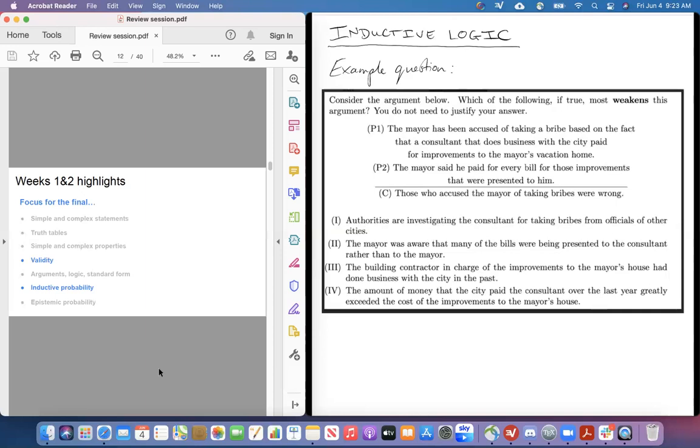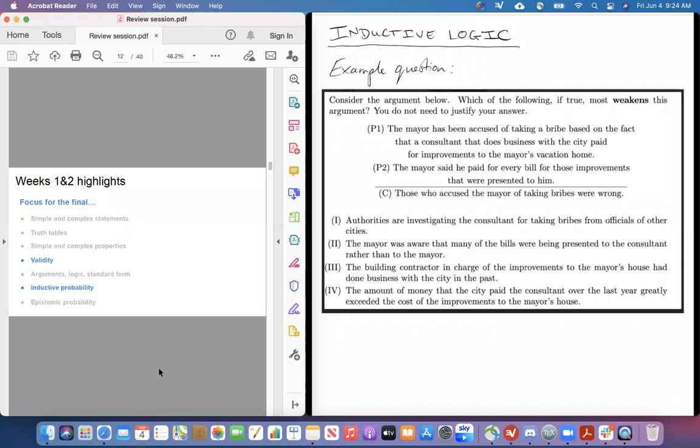So number 1, authorities are investigating the consultant for taking bribes from officials of other cities. 2, the mayor was aware that many of the bills were being presented to the consultant rather than to the mayor. 3, the building contractor in charge of the improvements to the mayor's house had done business with the city in the past. And 4, the amount of money that the city paid the consultant over the last year greatly exceeded the cost of the improvements to the mayor's house.